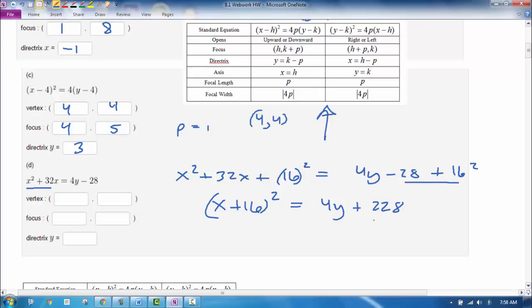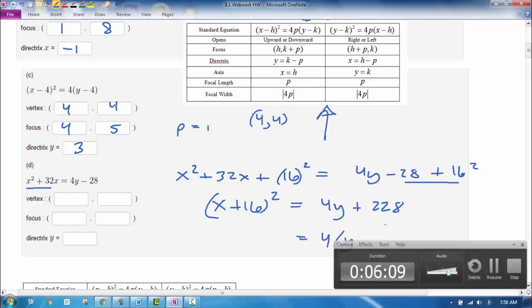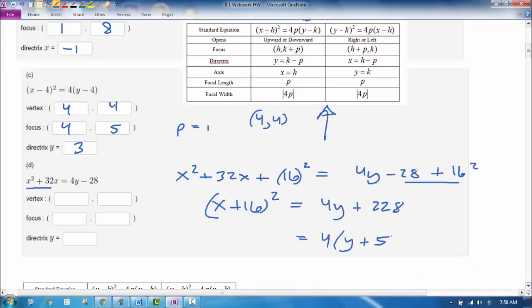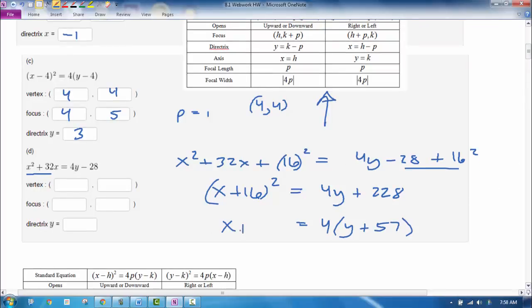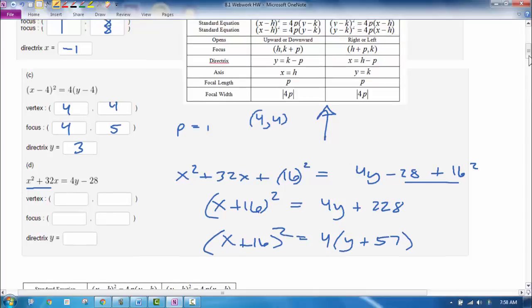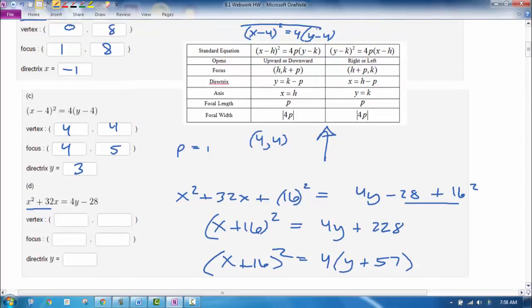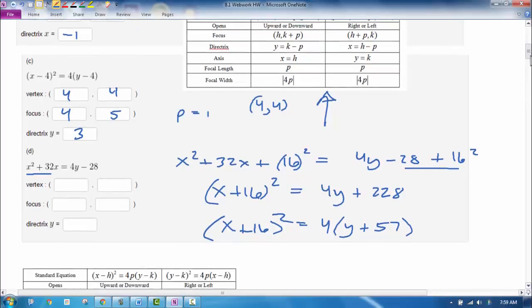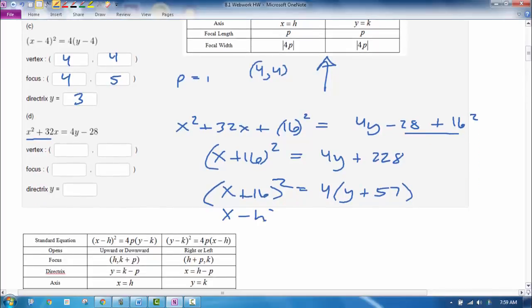So then I can factor out 4 from both of these. And I get this on the right side now, y plus 57. So what I had to do first is put it in standard form by completing the square. And now you can compare it up here. So I could write the formula next to this if you want. x minus h squared equals 4p times y minus k.